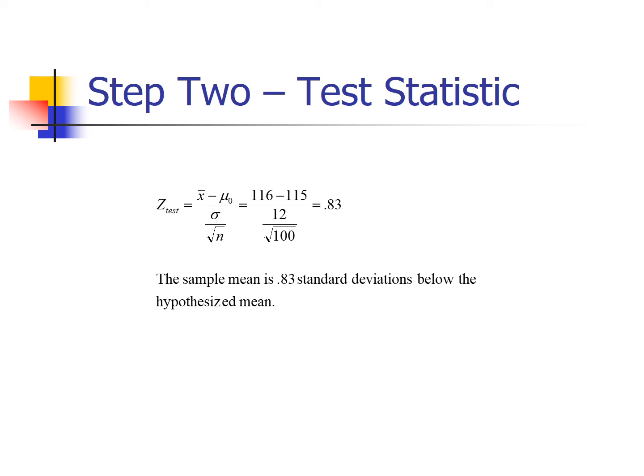Step 2, where's my test statistic? Same formula, always the same formula: x bar minus mu naught, the sample mean minus the hypothesized mean, over sigma over the square root of n. Plug all those numbers into the formula, I get 0.83. So what does that mean? It means that the sample mean is 0.83 standard deviations above the hypothesized mean. Sorry about some bad cut and pasting. Above because it's a positive number.